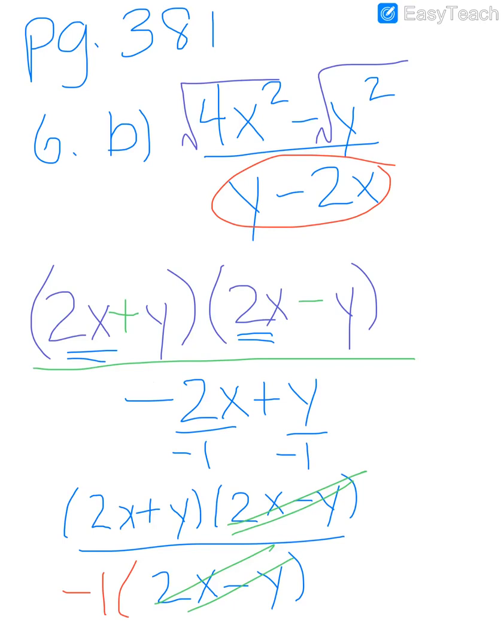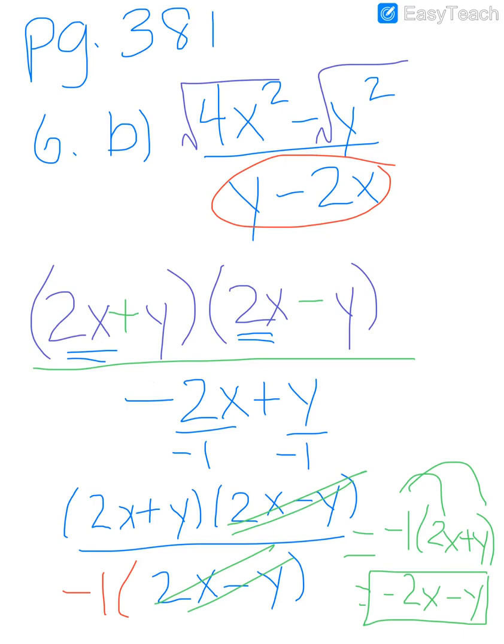And what I'm left over with is, I'm going to put the negative in front, so what I'm left with is negative 1, and then I could put 2x plus y. And what that equals is negative 2x minus y. So if I distribute that negative 1 in, there's my final answer, which is negative 2x minus y. Don't forget to state your non-permissible value. And your non-permissible value, when you set the denominator cannot be equal to 0, is x cannot be equal to 1/2 y.